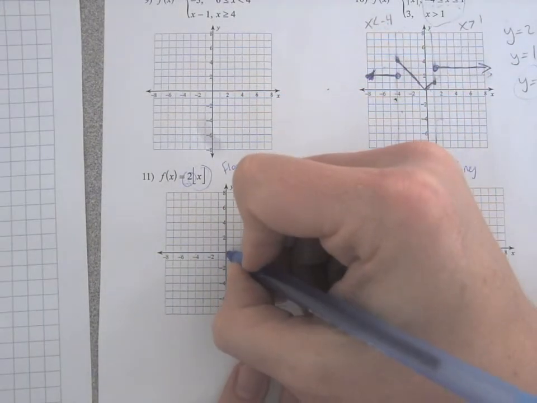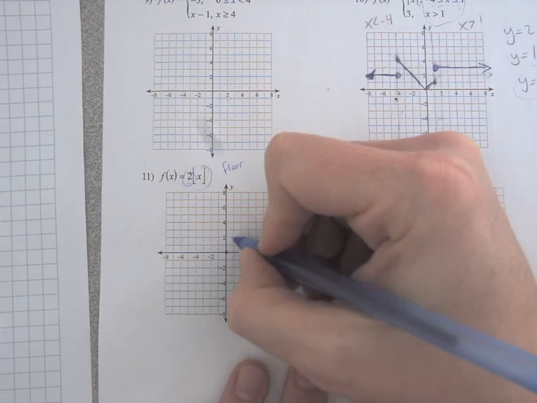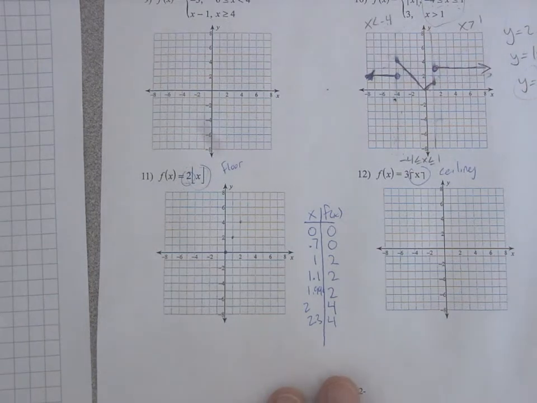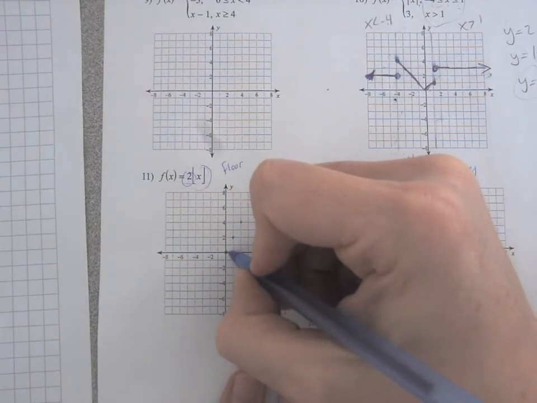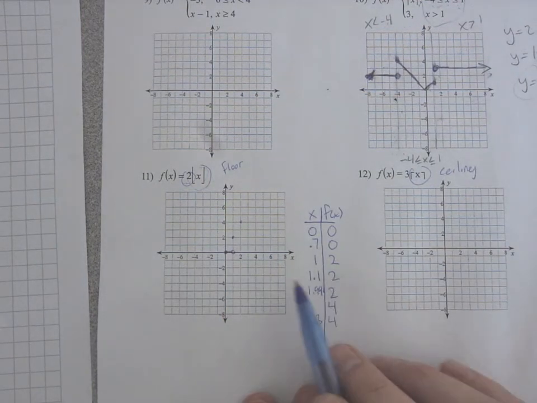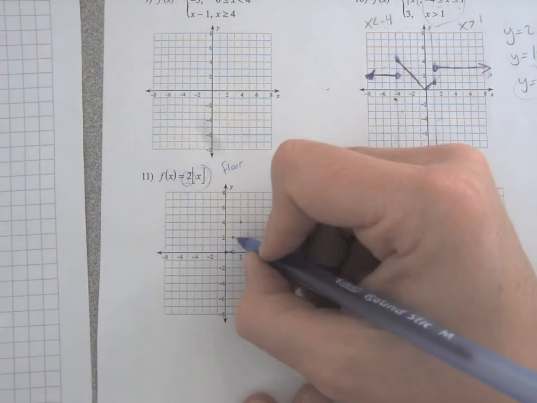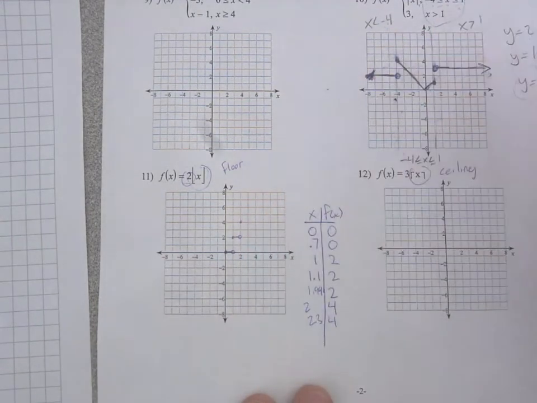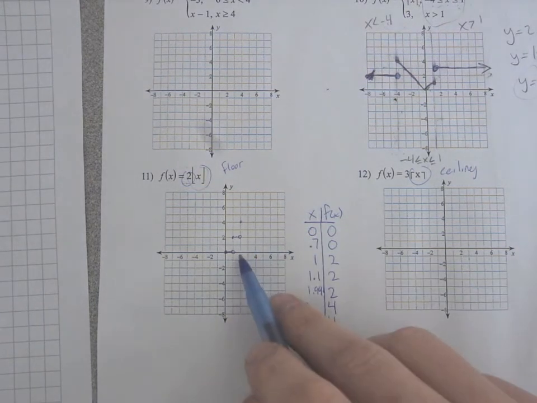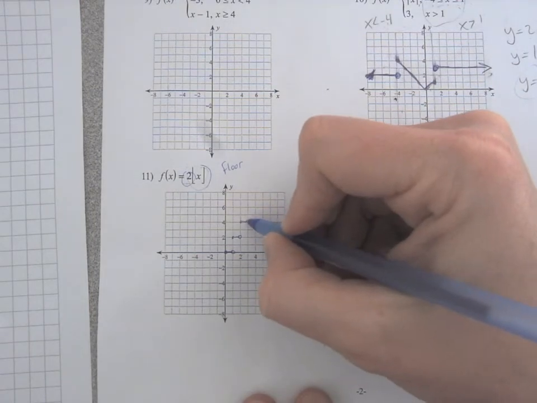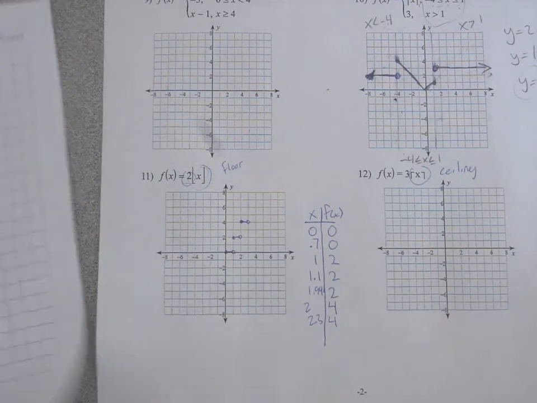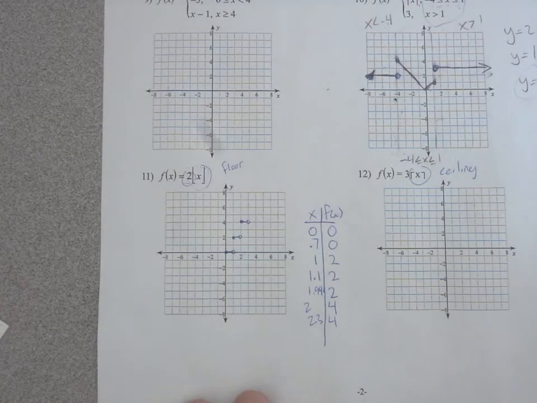If I put in 0, I get out 0. If I put in 1, I get out 2. If I put in 2, I get out 4. But now we have to talk about the in-betweens. So if I put in 0.5, I still get a 0. If I put in 0.9, I get out a 0. If I put in 1.1, I get 2. If I put in 1.9, I get 2. So anything in between 1 and 2 is going to end up as a 2. If I put in 2.3, I'm going to get out a 4. So closed dot on the left, open dot on the right, just like we have over here, but my steps are wider apart.